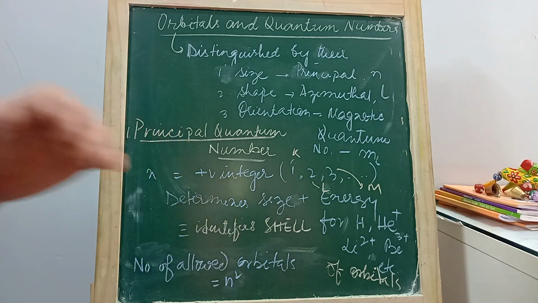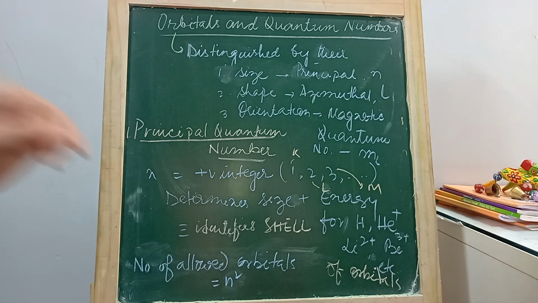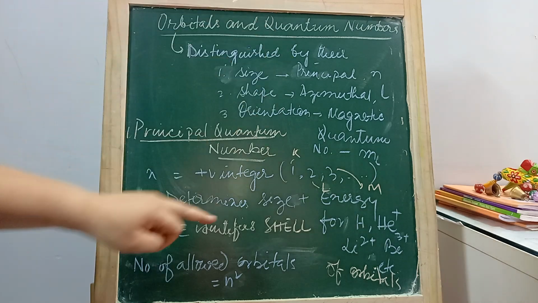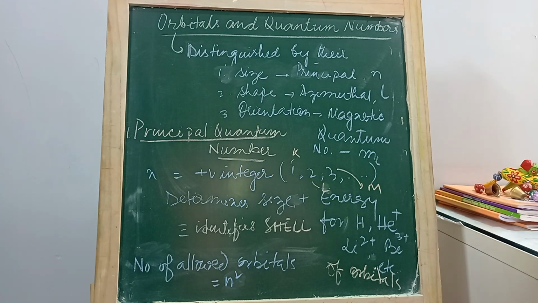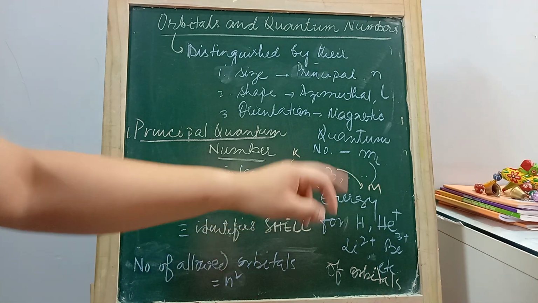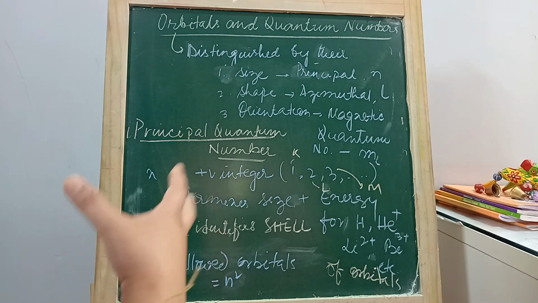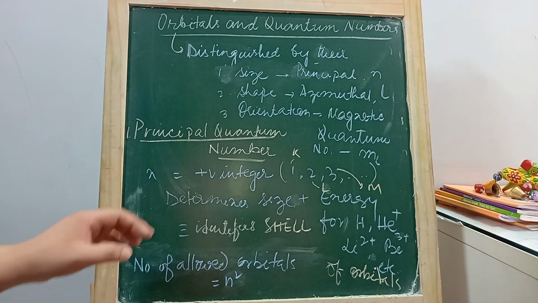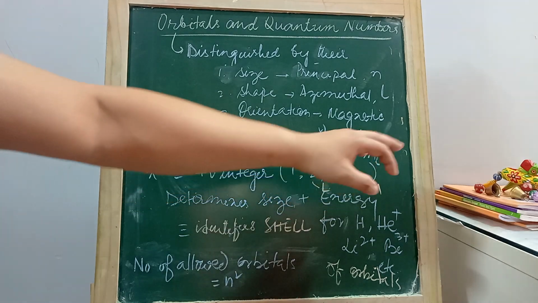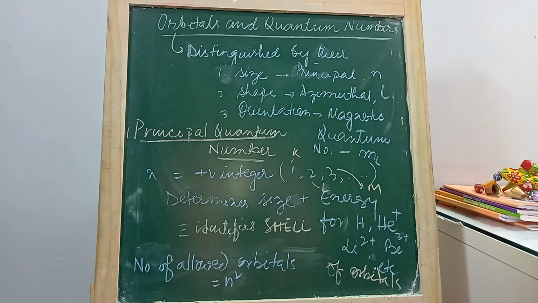Next, what is the principal quantum number? The principal quantum number n will have only positive integers: 1, 2, 3, 4, 5, 6, 7, and it will go on like that.